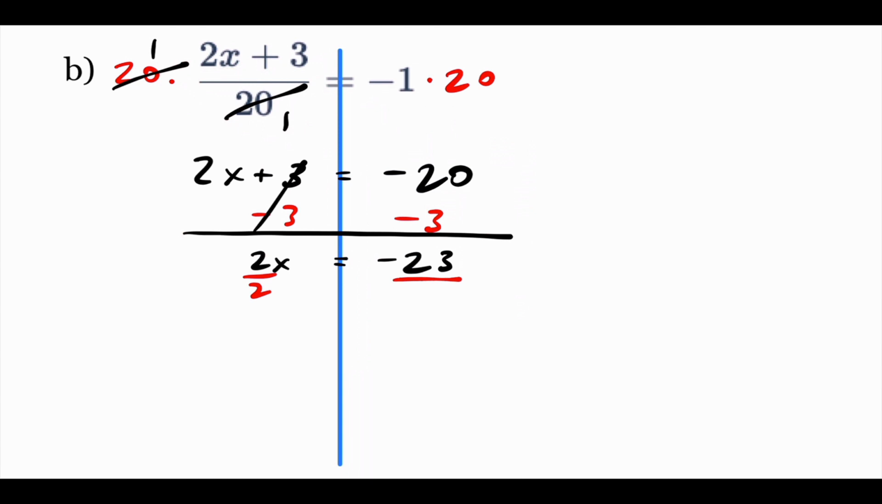Divide by 2. Uh-oh. 2 goes into negative 23 not evenly, right? So this is what you do.